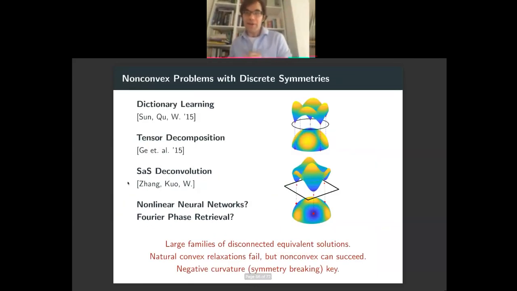A lot of the open challenges are around discrete symmetries. We mentioned dictionary learning and deconvolution. Tensor decomposition acts like this. Certain phase retrieval problems may act like this. We mentioned nonlinear neural networks as an important open problem earlier. So a lot of the interesting action and a lot of the need for better tools is around discrete symmetries. And I'll say that for most of these problems, we don't have good convex relaxations.